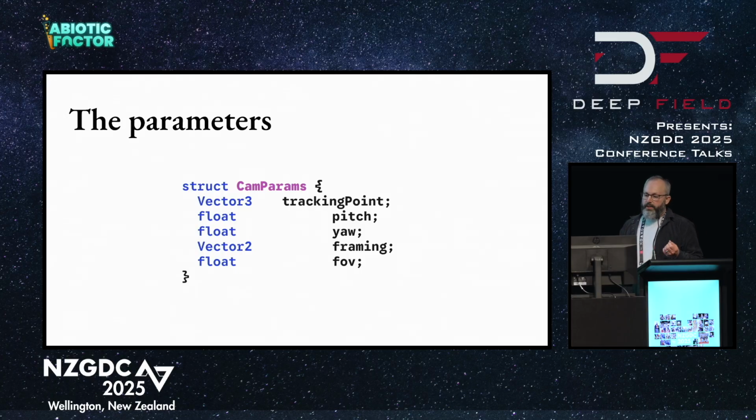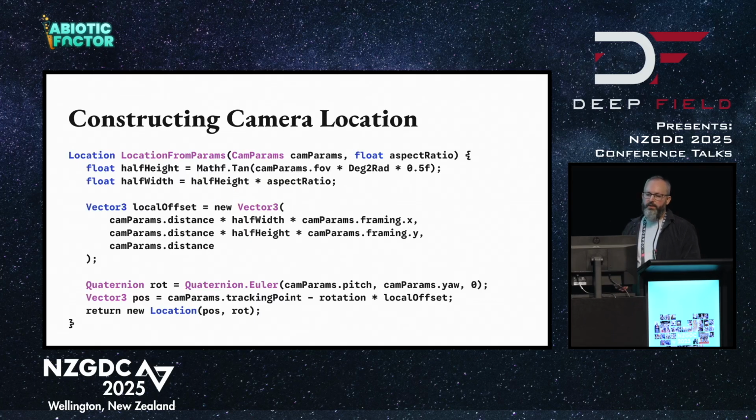And this is what we're going to be editing at runtime to define our camera position and rotation. But before we do that, we obviously need to take these variables and construct that position and rotation. So that brings us to updating the camera location.